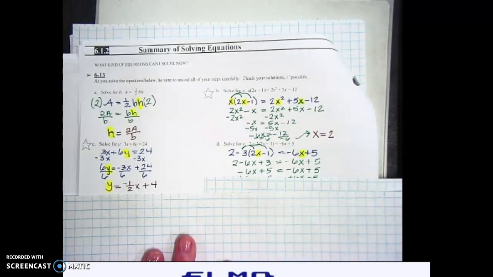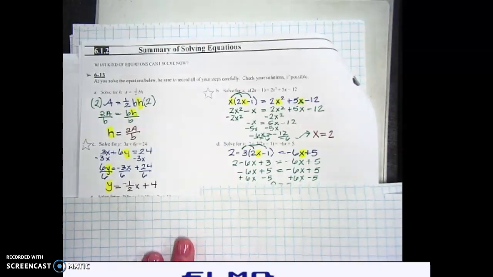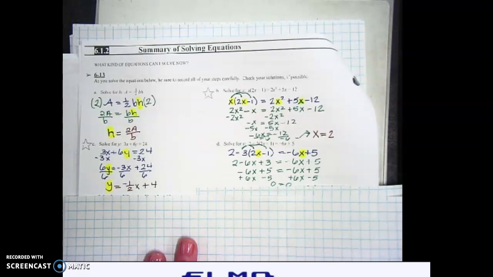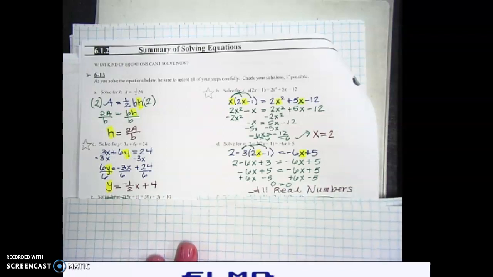Now something weird happens. On the left, I've got negative 6x plus 5. And on the right side of the equal sign, I've got negative 6x plus 5. What do you notice about those two binomials? They're the same, right? If I add 6x to both sides and I subtract 5 from both sides, I get 0 equals 0. Does 0 equal 0? Yeah? So you give this weird answer that's called all real numbers. All real numbers.